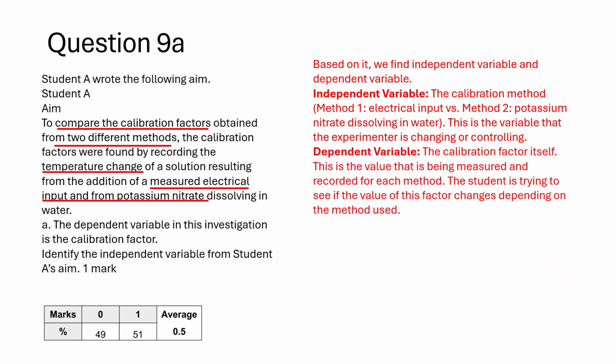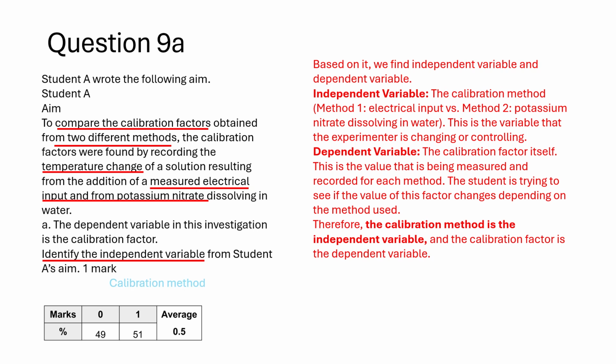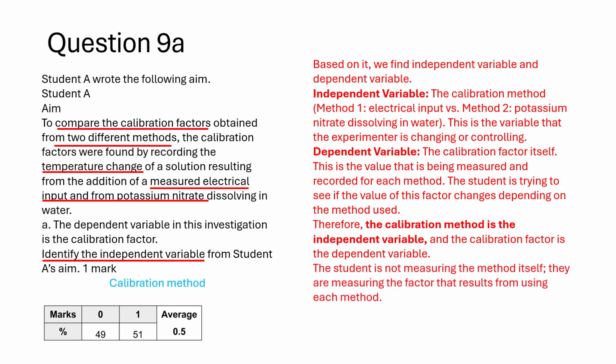Dependent variable: the calibration factor itself. This is the value that is being measured and recorded for each method. The student is trying to see if the value of this factor changes depending on the method used. Therefore, the calibration method is the independent variable, and the calibration factor is the dependent variable. The student is not measuring the method itself, they are measuring the factor that results from using each method.